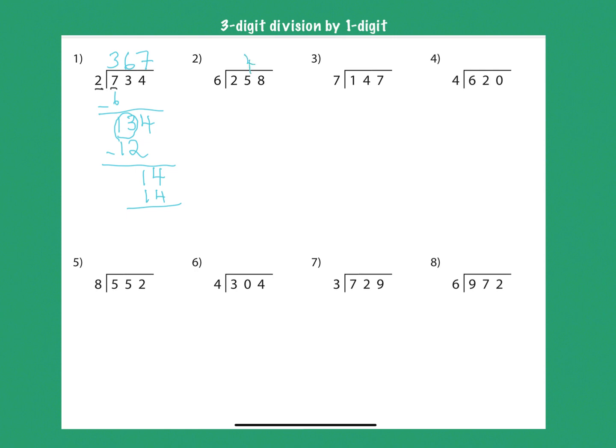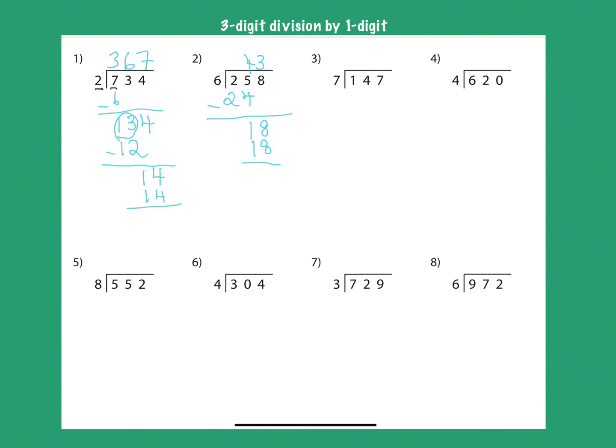6 4's are 24. And let's minus it. 5 minus 4 gives me a 1. 2 minus 2 is 0. And 8 minus 0 here gives me an 8. So how many 6's fit into an 18? 6 1's are 6. 6 2's are 12. 6 times 3 gives me 18. So my final answer here is 43.